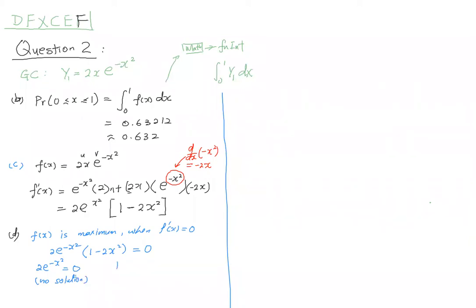So 1 minus 2x squared equal to 0. So x squared equal to 1 over 2. So x must be greater than 0. So therefore, x is equal to √2/2. So this is the mode. Are you okay?